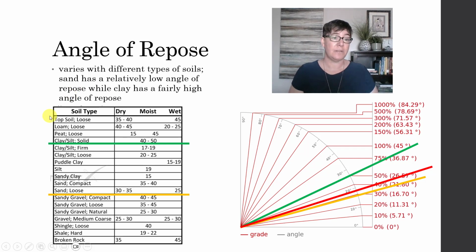You can see this chart here with the different types of soil. Sand is down here somewhere around an angle of 30%, whereas clay will be in the range of 40 to 50%. And so you can see that sand has a lower angle of repose here. Clay up here, I drew it in green, has a higher angle of repose.